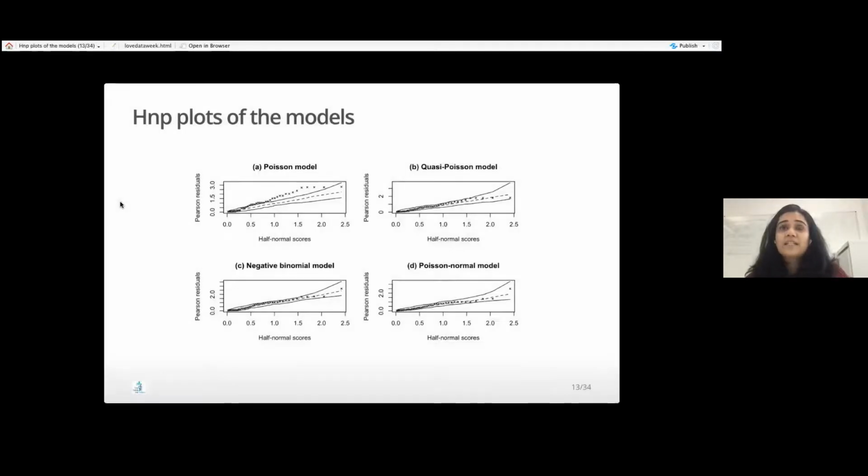And we now have to look into the half normal plots of these models. We have actually looked at the Poisson model already, but we see that the Poisson model is not really doing a good job. For the quasi-Poisson, negative binomial, and Poisson normal models, the residual points actually fall inside the simulated envelope.